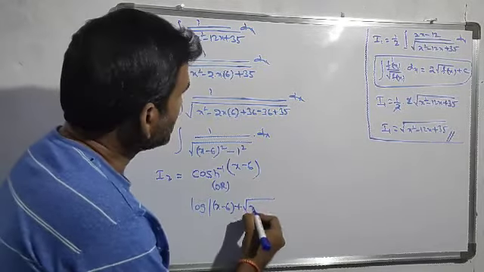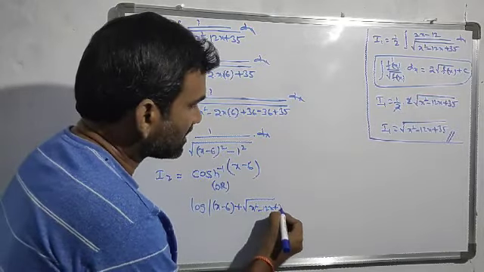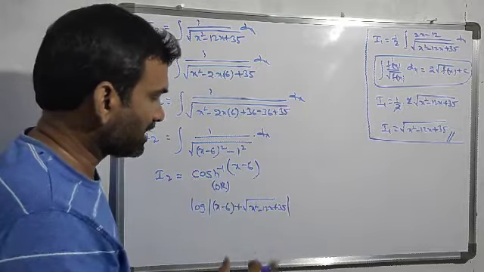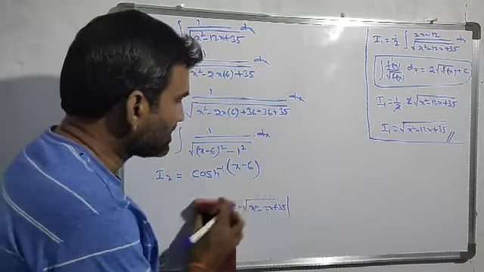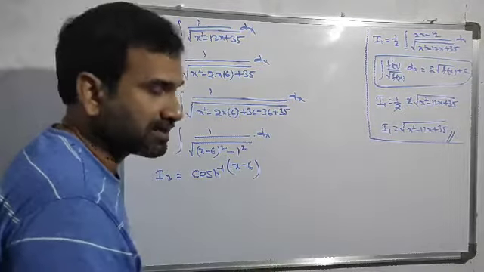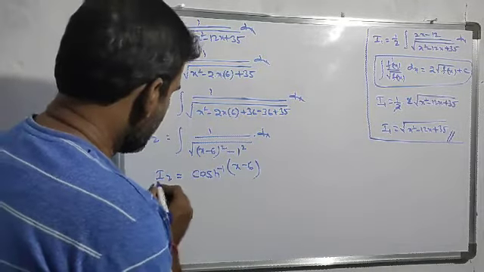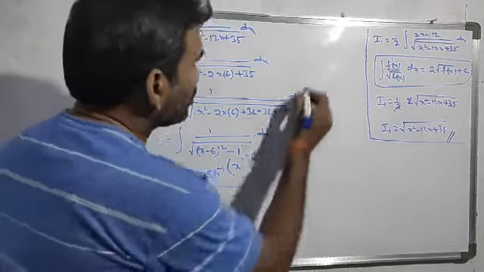So what is that? X square minus 12x plus 35. You can write like this also. In both, you can take any one. So now I am choosing this one. Already I have given the formulas. Okay, so this is the I2. So I1 and I2 both are completed.